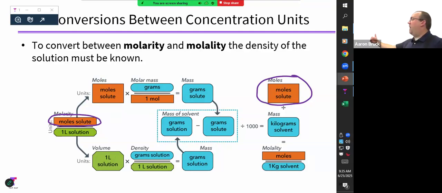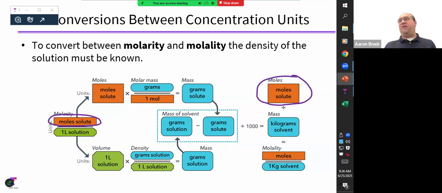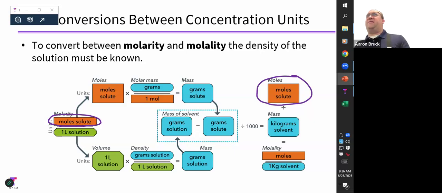If I'm looking at kilograms of solvent, because I'm looking at molality, I need to know how to turn that kilograms of solvent into liters of solution. And the process for doing that basically is I need to figure out the mass of the solute, add that to the mass of the solvent, and use density to convert that mass into volume.